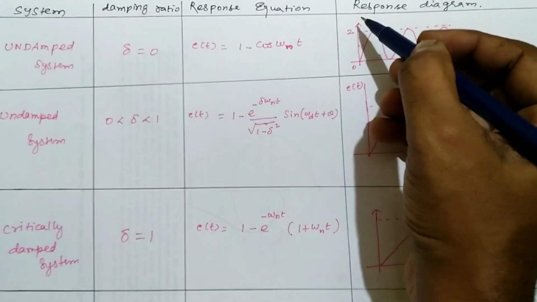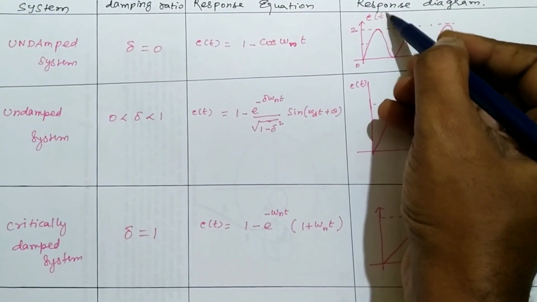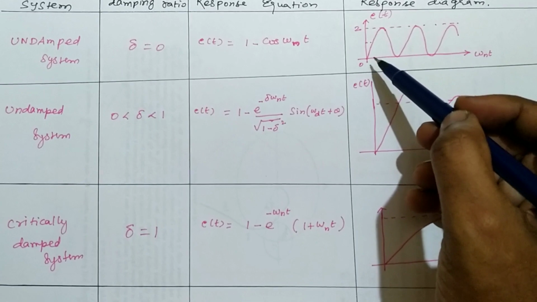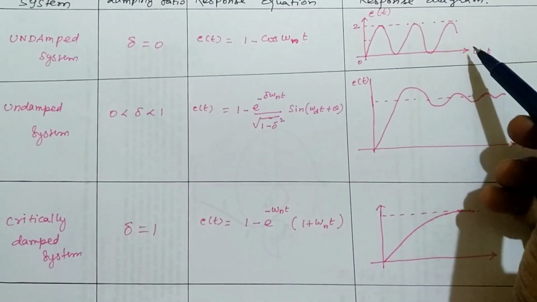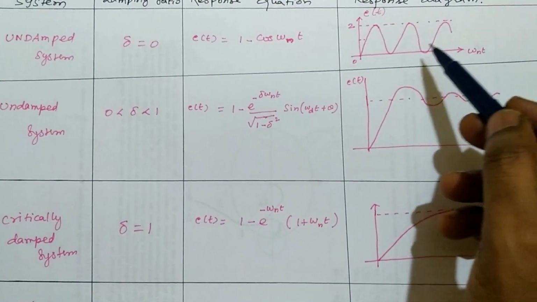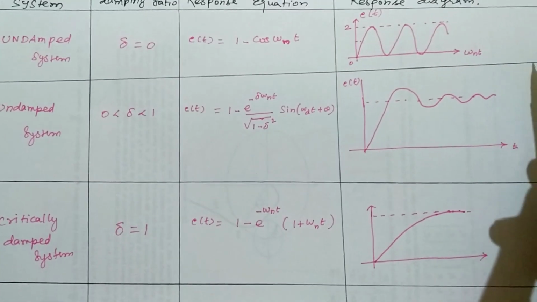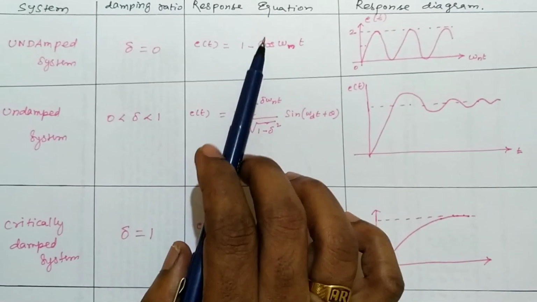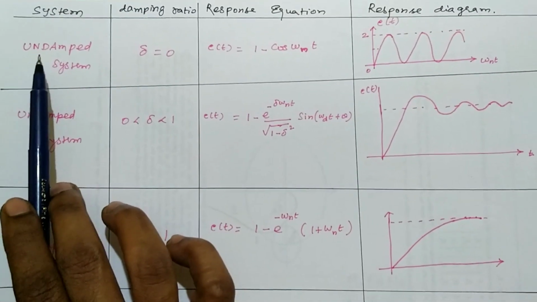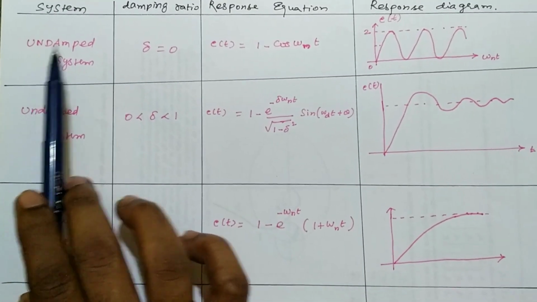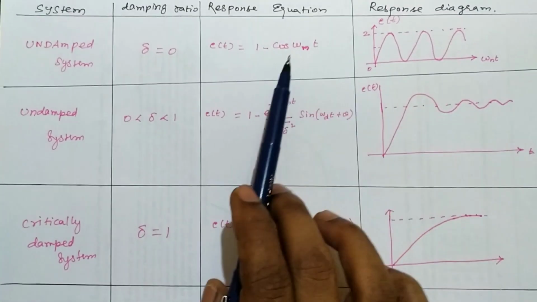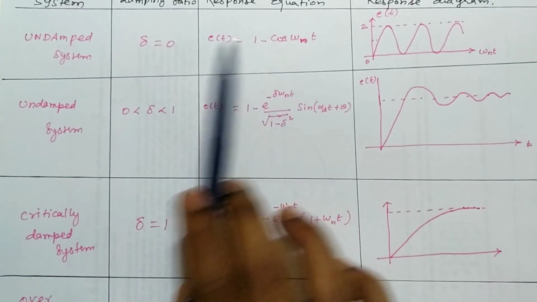So this is the output diagram C of t, whose response is continuously oscillating. The output never becomes 0. It is continuously oscillating till the time is infinity. So that is why it is called undamped. Never does it become 0. It is continuously oscillating, as a function of cosine, right?